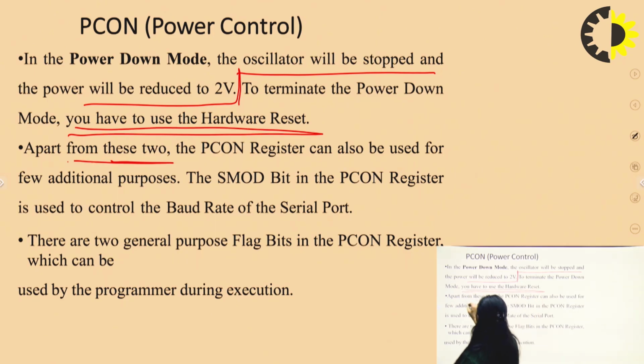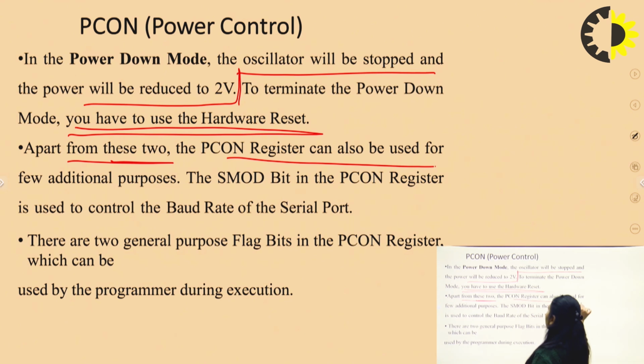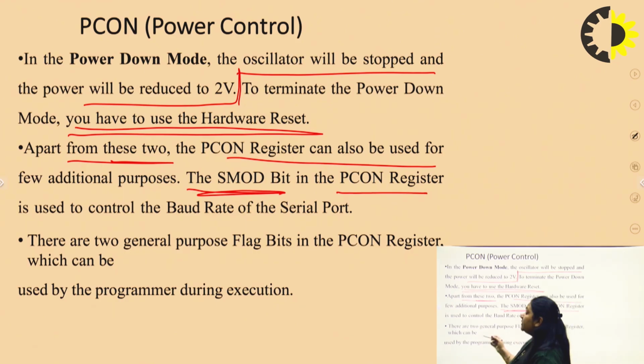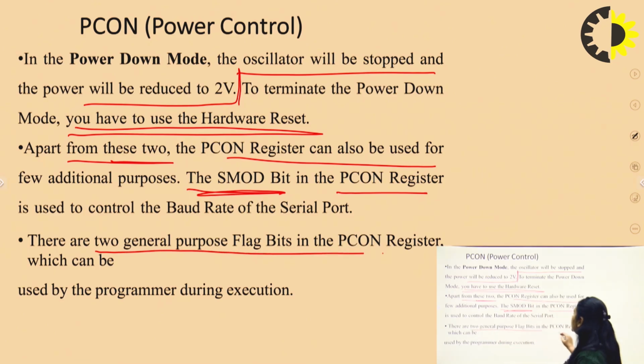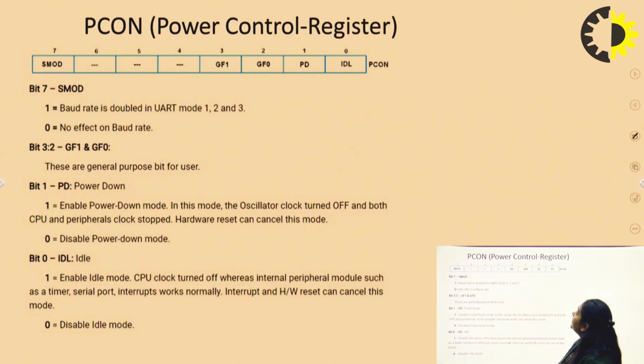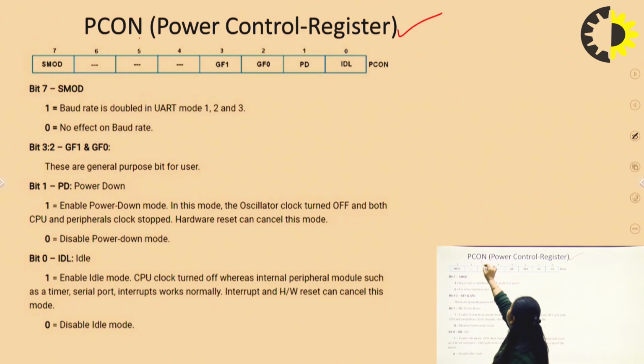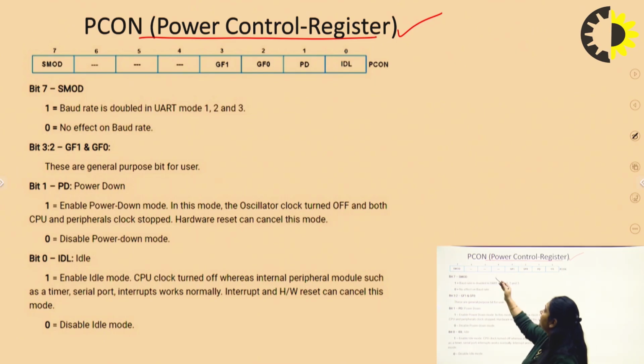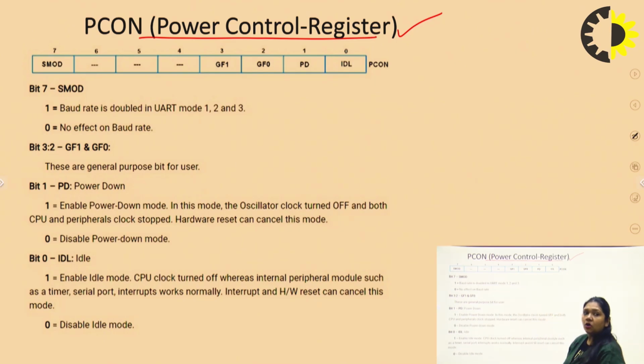Apart from these two, the PCON register can also be used for 2 additional purposes. One is the SMOD bit, which is used for the baud rate in UART, Universal Asynchronous Receiver Transmitter. And next are two general purpose flag bits. So this is the PCON control register, which is very important. This is the power control register, PCON.